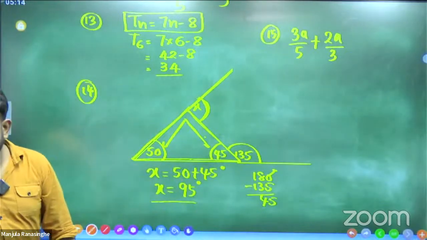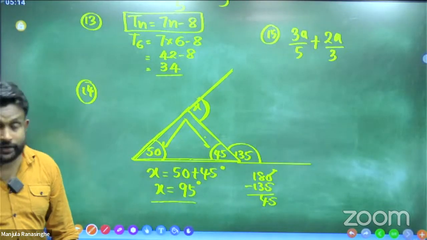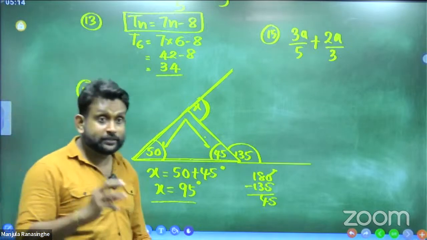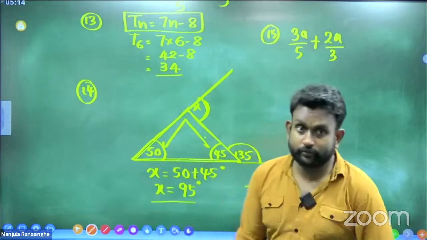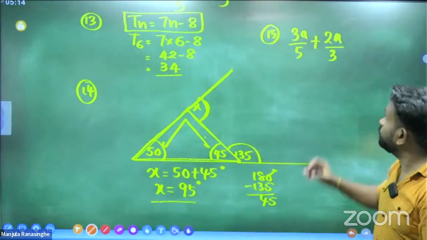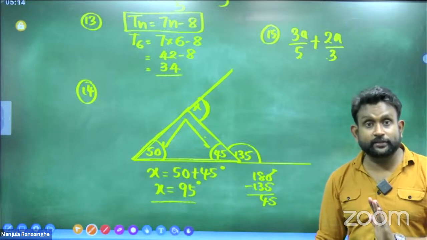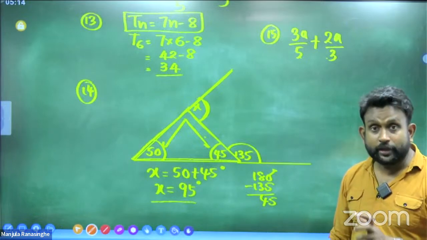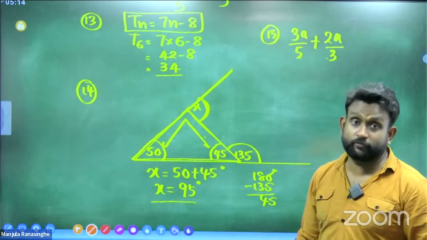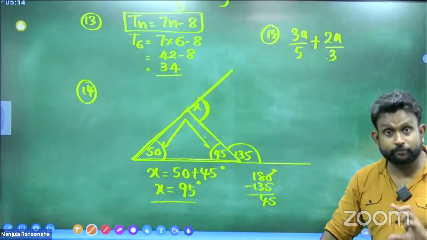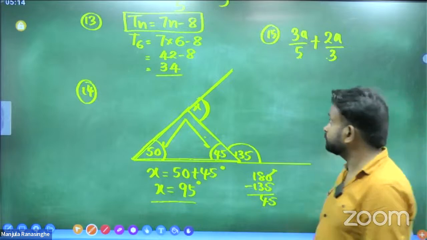In fraction addition, we need to make the denominator the same. Here the denominator is 5, here the denominator is 3. So you have to make the denominator the same. You take the LCM of 5 and 3. What's the LCM of 5 and 3? 15. They both convert to 15.